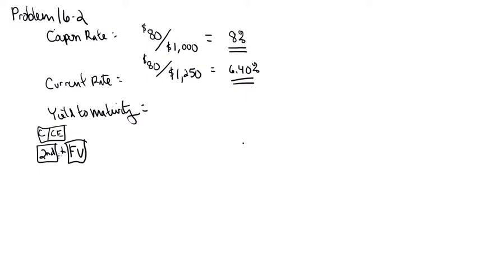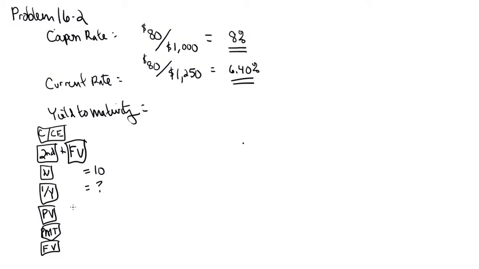And then if you recall, we have a number of buttons we need to program. We have N, we have IY, we have PV, we have payment, PMT, and we have future value. All right, so let's take a look at the problem. The maturity date is 10 years, so N equals 10. The interest rate here is the yield to maturity, which is what we're trying to calculate.